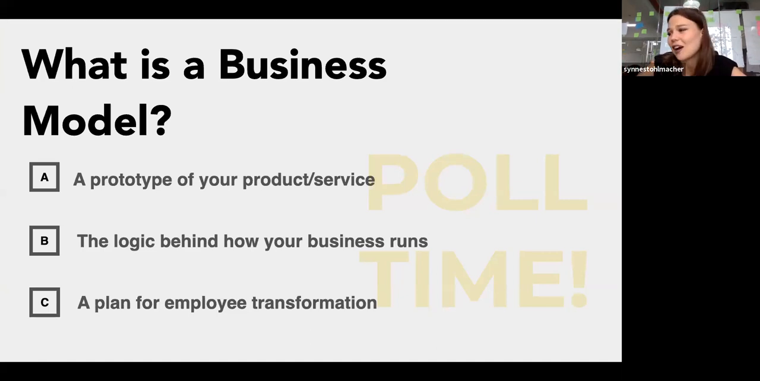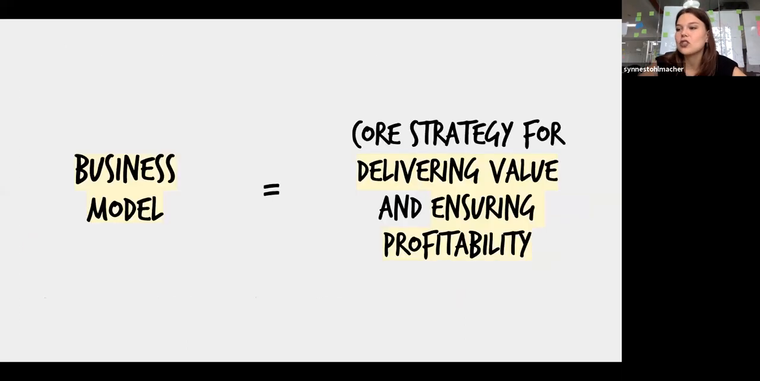This is too easy for you guys. I'm giving away the answers too soon. But yes, it's correct. Like Lukeman says, it's B for Batman. The logic behind how your business runs is correct. So the business model is really the core strategy for how you are delivering value to your users and how you are ensuring profitability of your business.